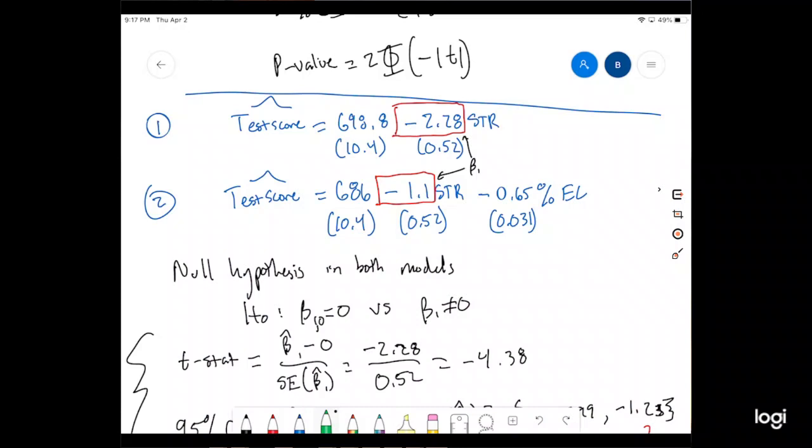Okay, so next up we'll talk about tests of joint hypotheses, and I'll post that in a bit.